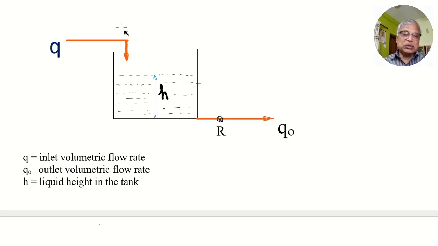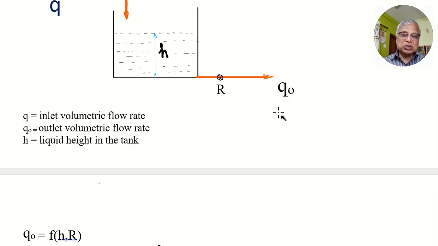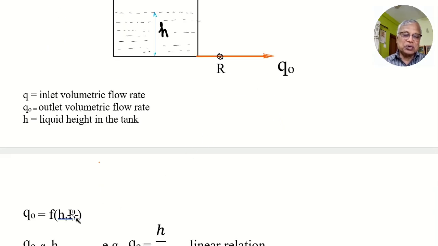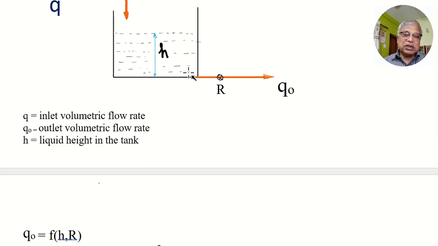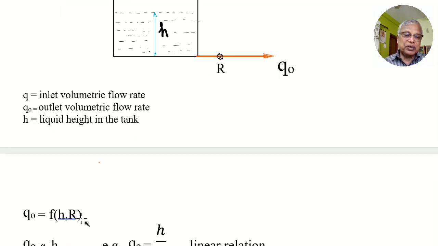So there is no other driving force here, only the liquid head is the driving force. So this outlet flow rate, what does it depend upon? It depends upon the height and the resistance. What is resistance? The outlet, whether it consists of a pipe or a weir or a valve, whatever it may consist of, has got a resistance for flow. That resistance is denoted by R.